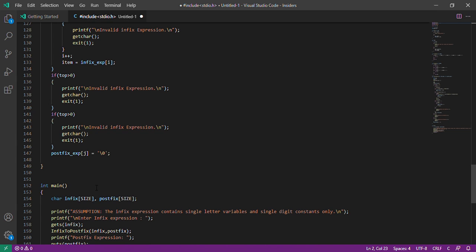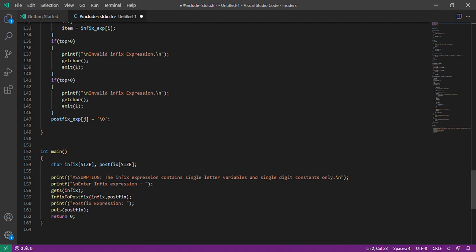Next, the main function begins. Declare the infix string and postfix string. Why do we ask the user to enter the infix expression in parentheses? What changes are required in the program to get rid of this restriction, since it is not an algorithm requirement?